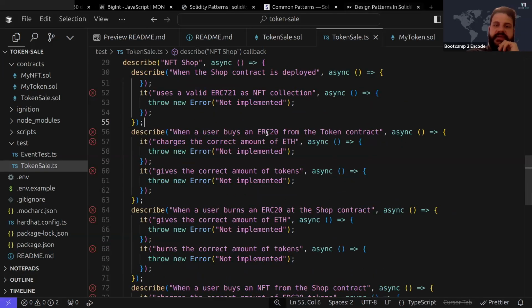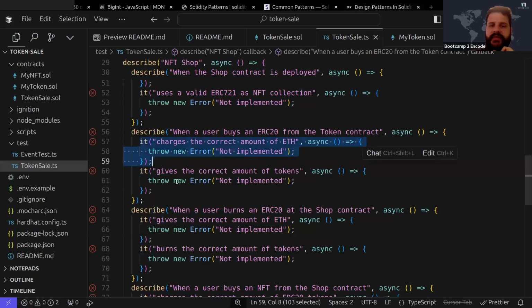When the user buys an ERC20 from the token contract, it should charge the correct amount of ETH and give the correct amount of tokens. Let's code a function here to do the purchase, to buy this token, buy ERC20, and then we're going to call it from those test scenarios, okay?